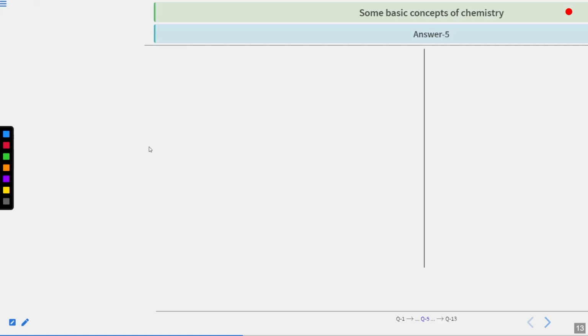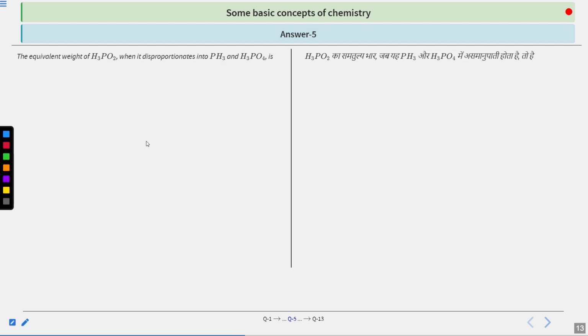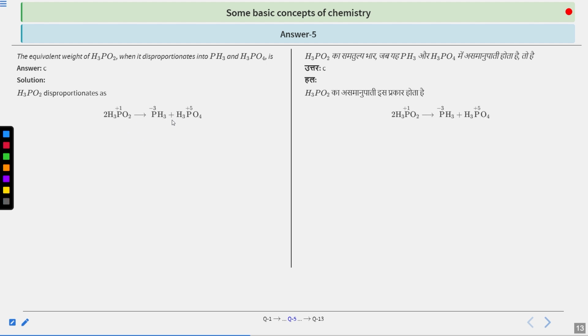Let us see the answer. The question was the equivalent weight of H3PO2 when it disproportionates into PH3 and H3PO4. The correct option is C. Let us first write the balanced chemical equation. Now we write the oxidation states. Very easy to calculate: for oxygen we take -2, hydrogen +1, and accordingly keep the compound neutral, with total oxidation state 0, and we find the oxidation state of phosphorus. Phosphorus goes from +1 to -3, so this is reduction, and from +1 to +5, so this is oxidation.